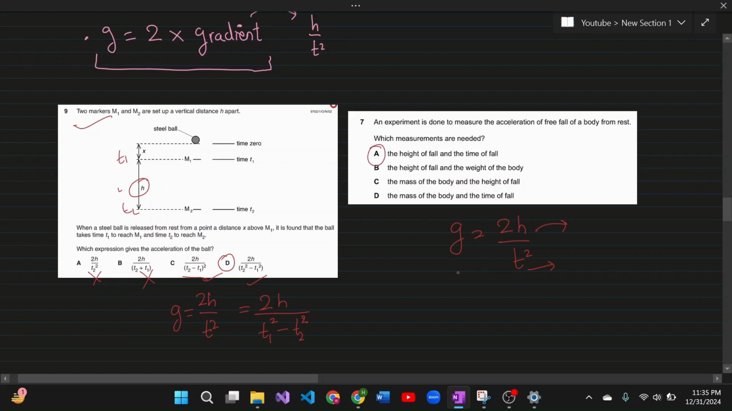So this was an overview of the concept of kinematics. In the next video we will study graphs and then we will study projectile motion. Okay, thank you.